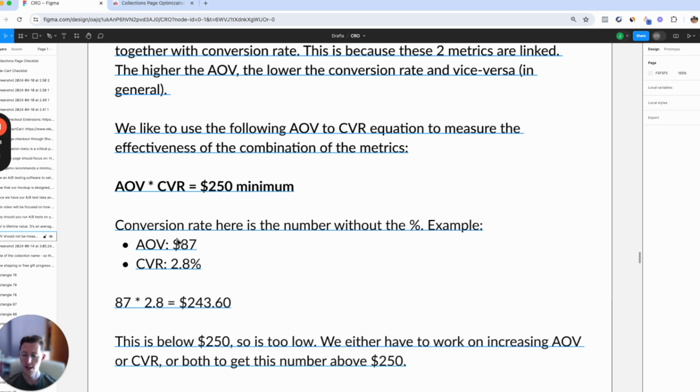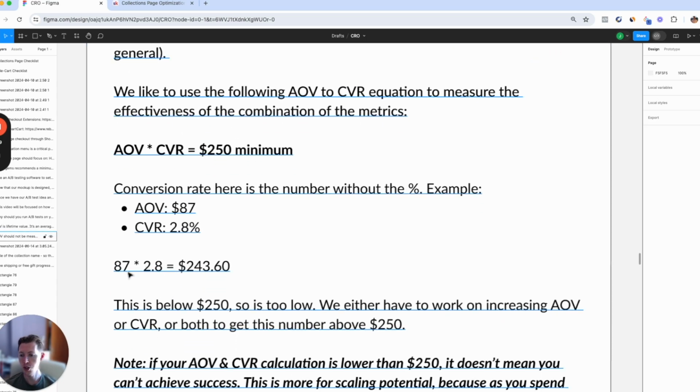To give you an example, let's just say your AOV is $87 and your CVR is 2.8%. In the calculation, you would do 87 times 2.8 rather than 2.8%. You would remove the percentage and just multiply by that number. This would give you 243.6, but this is below 250. It's very close, but technically too low. We either have to work on increasing AOV or CVR or both to get this number above 250.